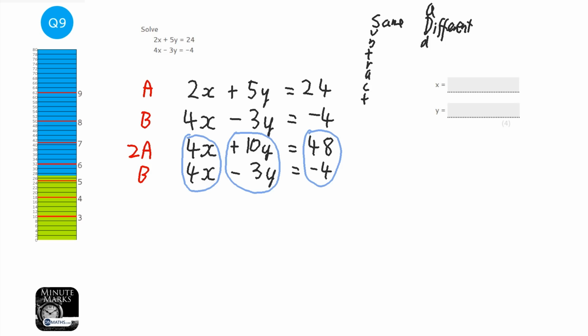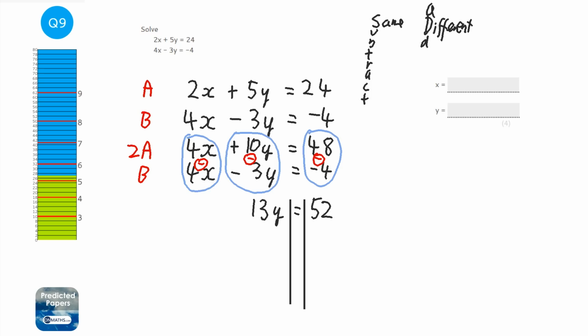Now the signs are the same because they're both positive, so we are going to be subtracting. So a minus there, a minus there, and a minus there. Let's start. 4x take away 4x is nothing, which is good because it needs to be nothing. 10y minus 3y is 7y. Wait, no, 3y is being subtracted from 10y, giving 7y.